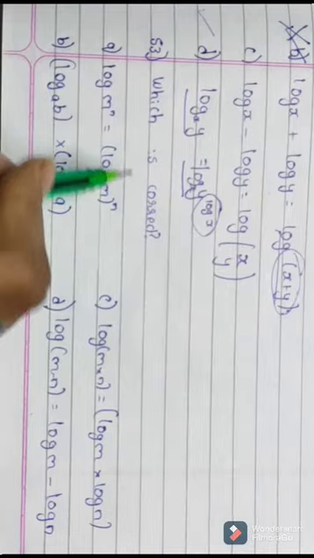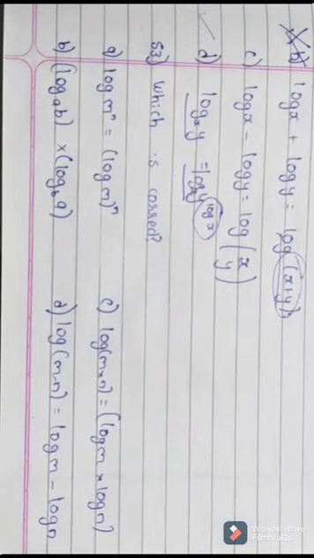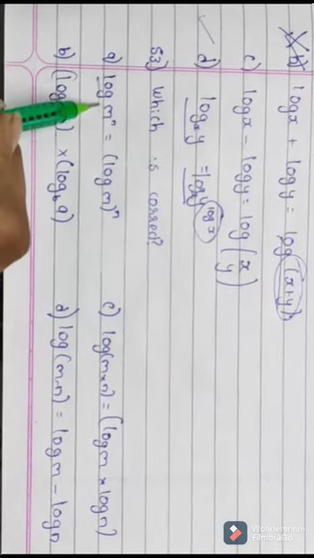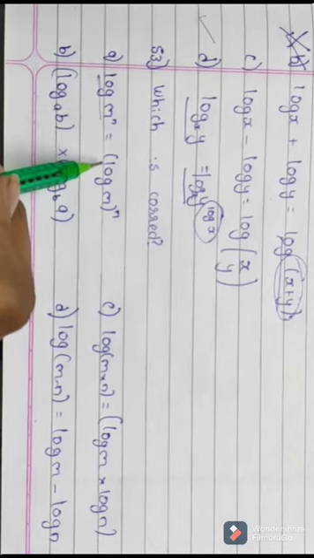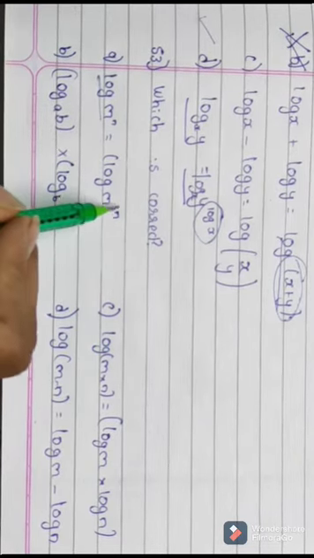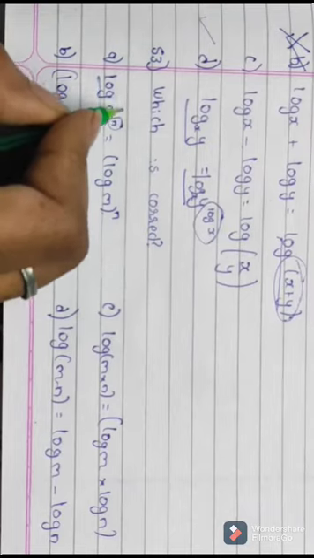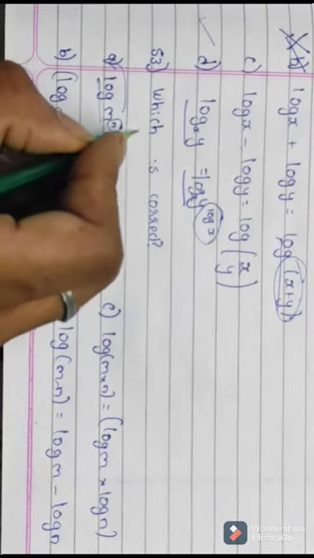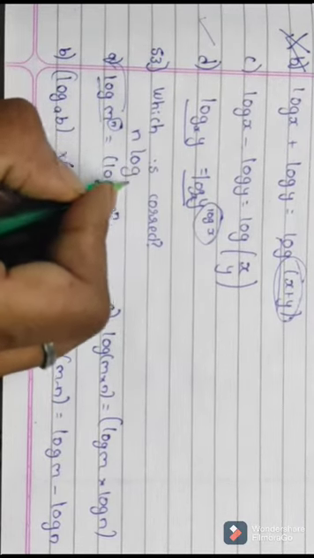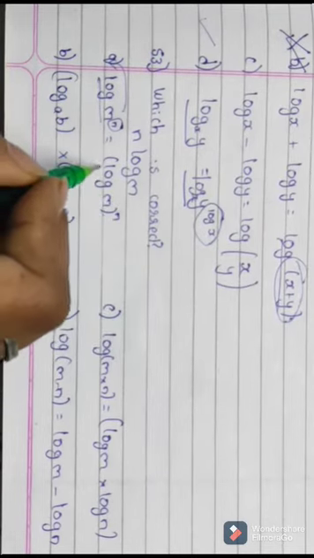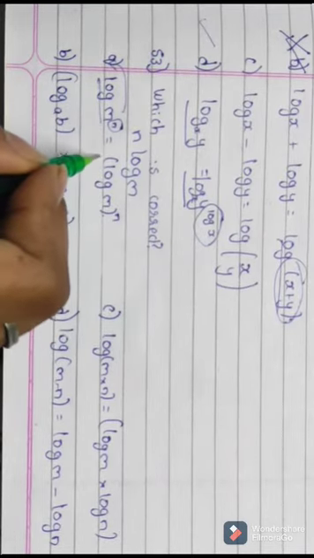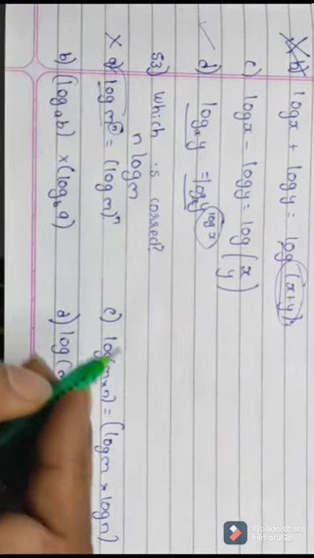Here we need to find which statement is correct. So first is log m raised to n equals log m whole raised to n. We know that this power will come here, so the correct result will be n log m. But here we are given log m raised to n, so this is not correct.